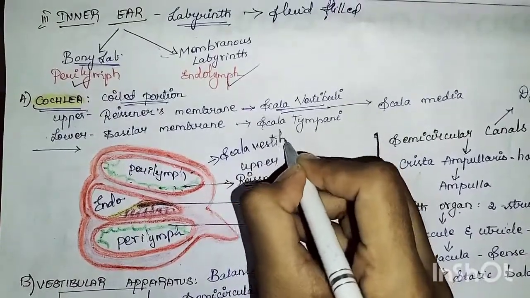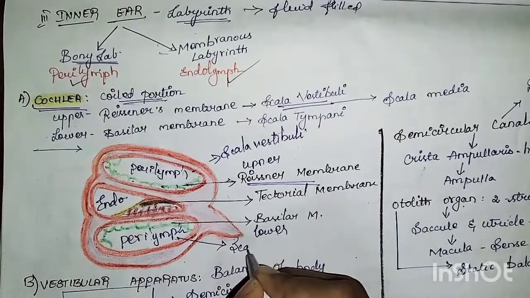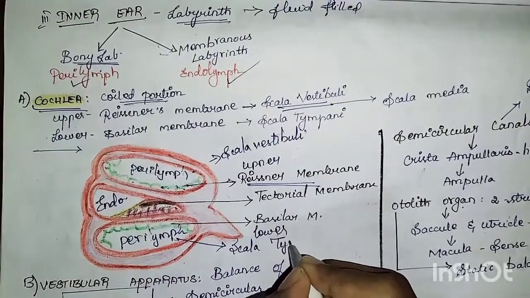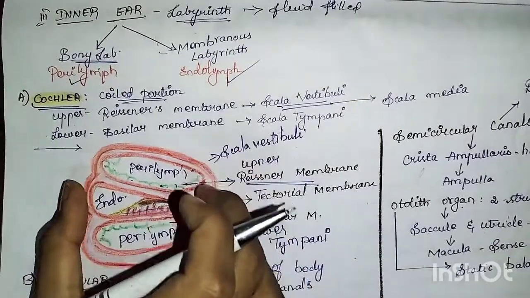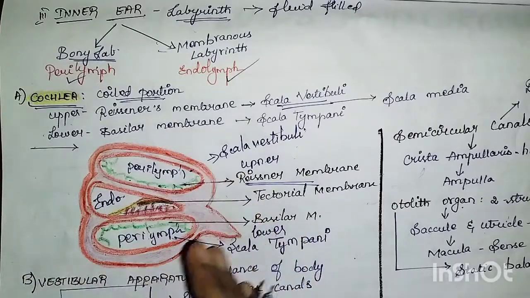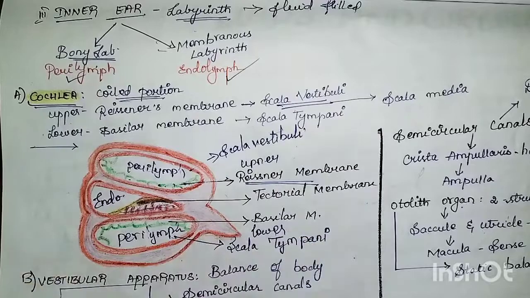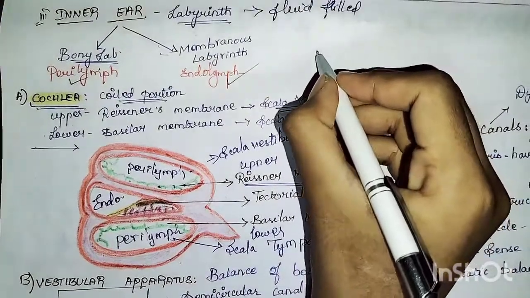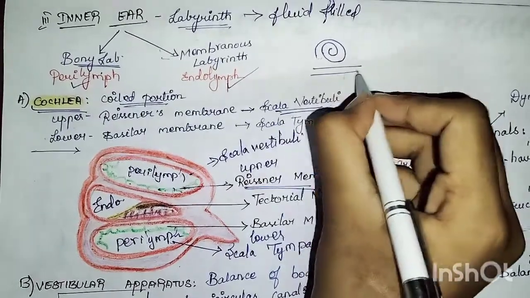vestibuli, and this part is scala tympani. Clear? So we have three regions in the cochlea. The whole coiled region is composed of this. Please imagine this like we have this coiled, no? So I have straightened this.